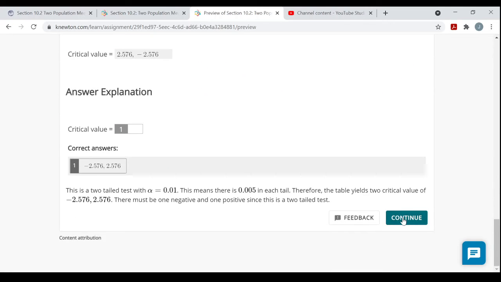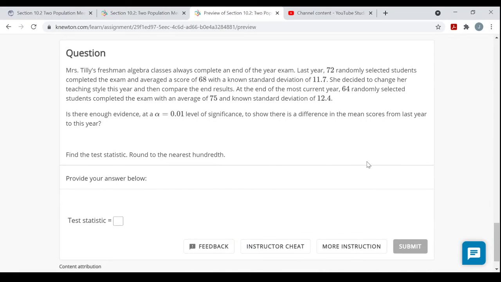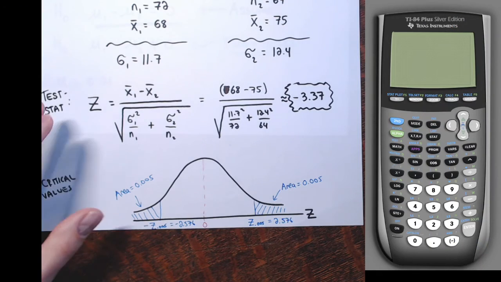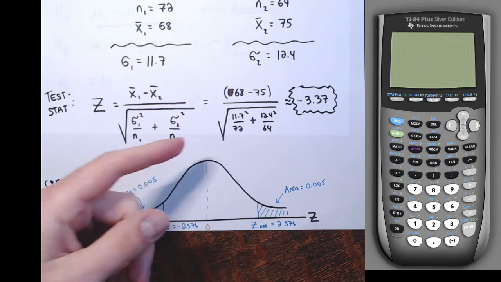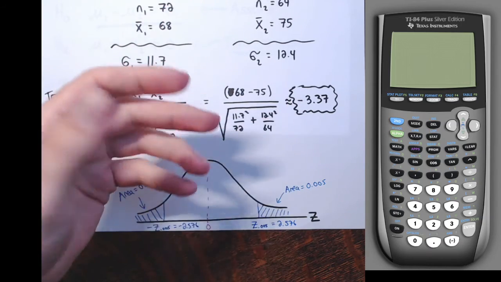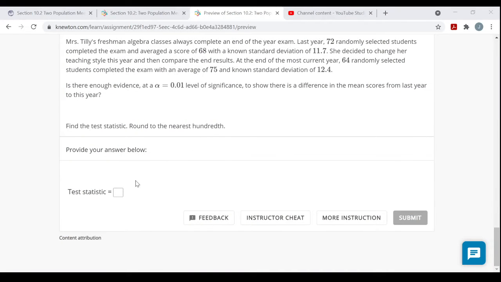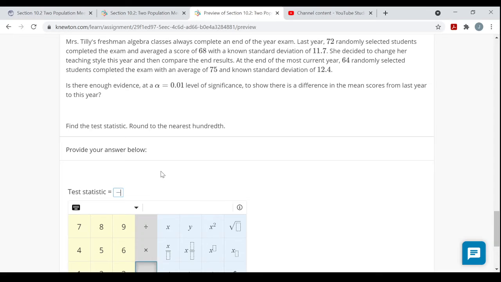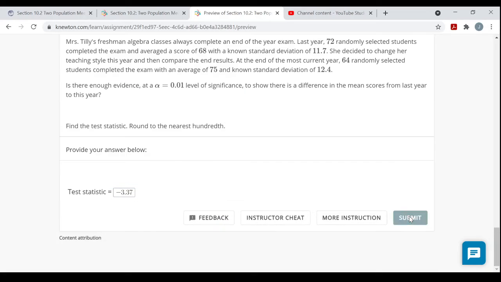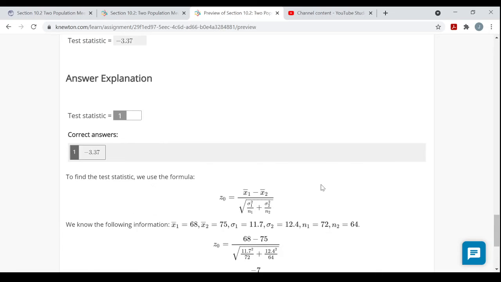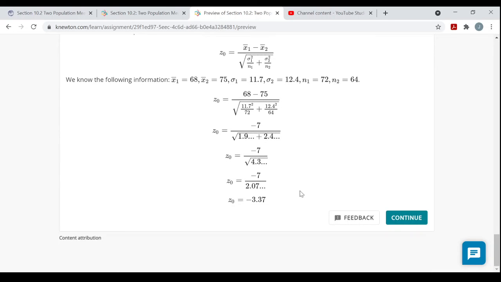Now that I've got the critical values, they're going to ask us, what's the test statistic? I already calculated that. Usually I do that before you set up your regions, but it doesn't really matter what order, I guess. I said it was negative 3.37, rounded to the nearest hundredth, 2 decimal places. So negative 3.37. And again, they'll show you the calculation that I went through with that z-score, the same calculation I showed you earlier.